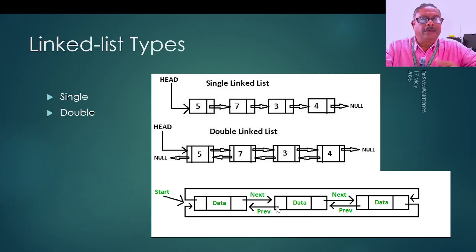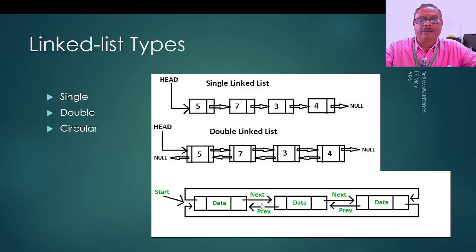And we have one more type, which is a circular linked list, which can be either a singly linked list or a doubly linked list. The only difference here is that the head and tail are the same. So instead of writing a null here, if we write the address of where the head node is, then it becomes a circular one. In the same way, we can make a circular doubly linked list.